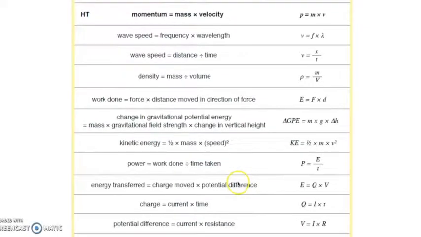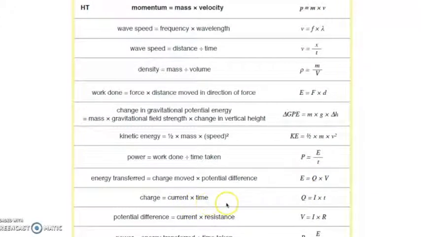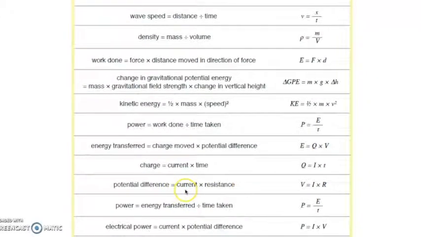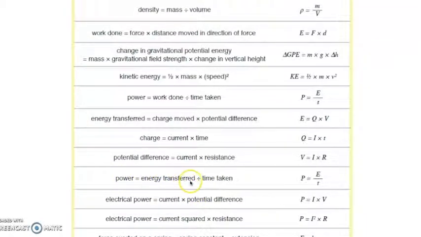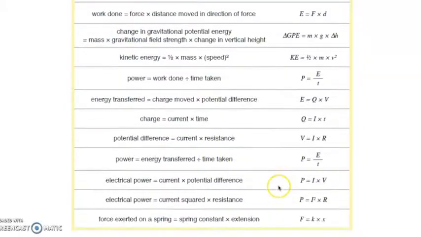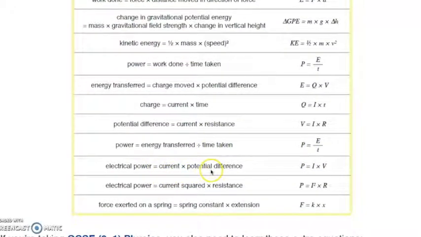Okay, there you go. Energy transferred is equal to the charge moved times the potential difference. Okay, charge is equal to current times time. Potential difference or voltage is equal to current times resistance. Power equals energy transferred divided by time taken. Okay, electrical power is equal to current times potential difference. Electrical power is also equal to the current squared times the resistance. And then finally, a force is equal to the spring constant times the extension. So that's if you're doing combined science or the triple science.